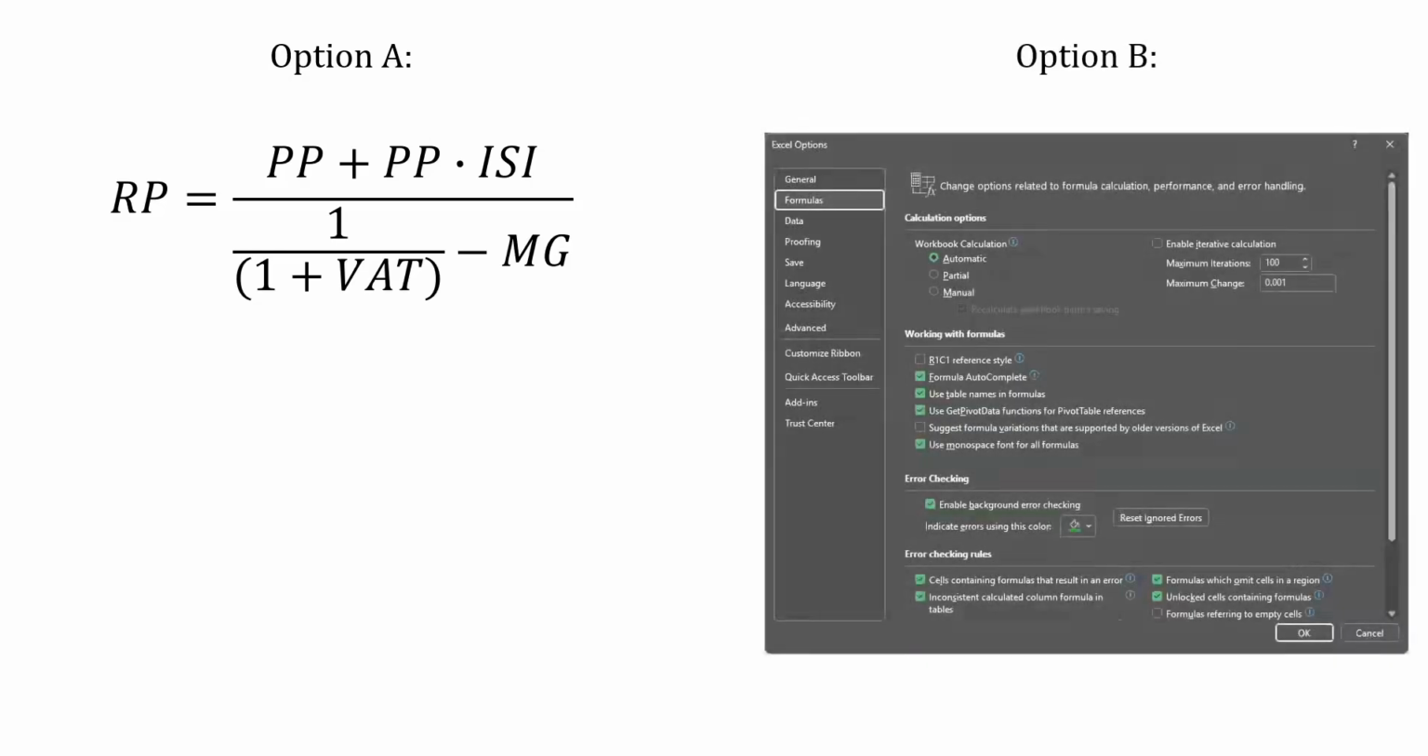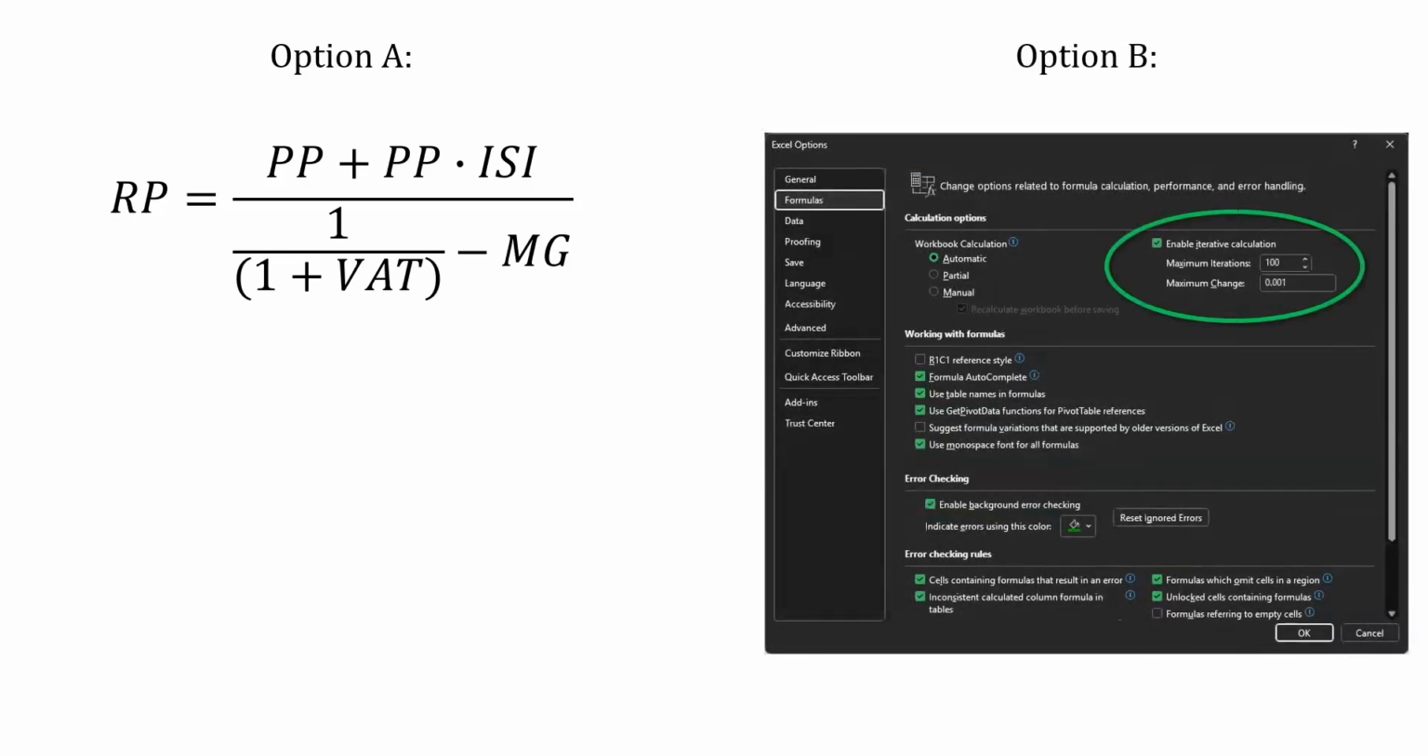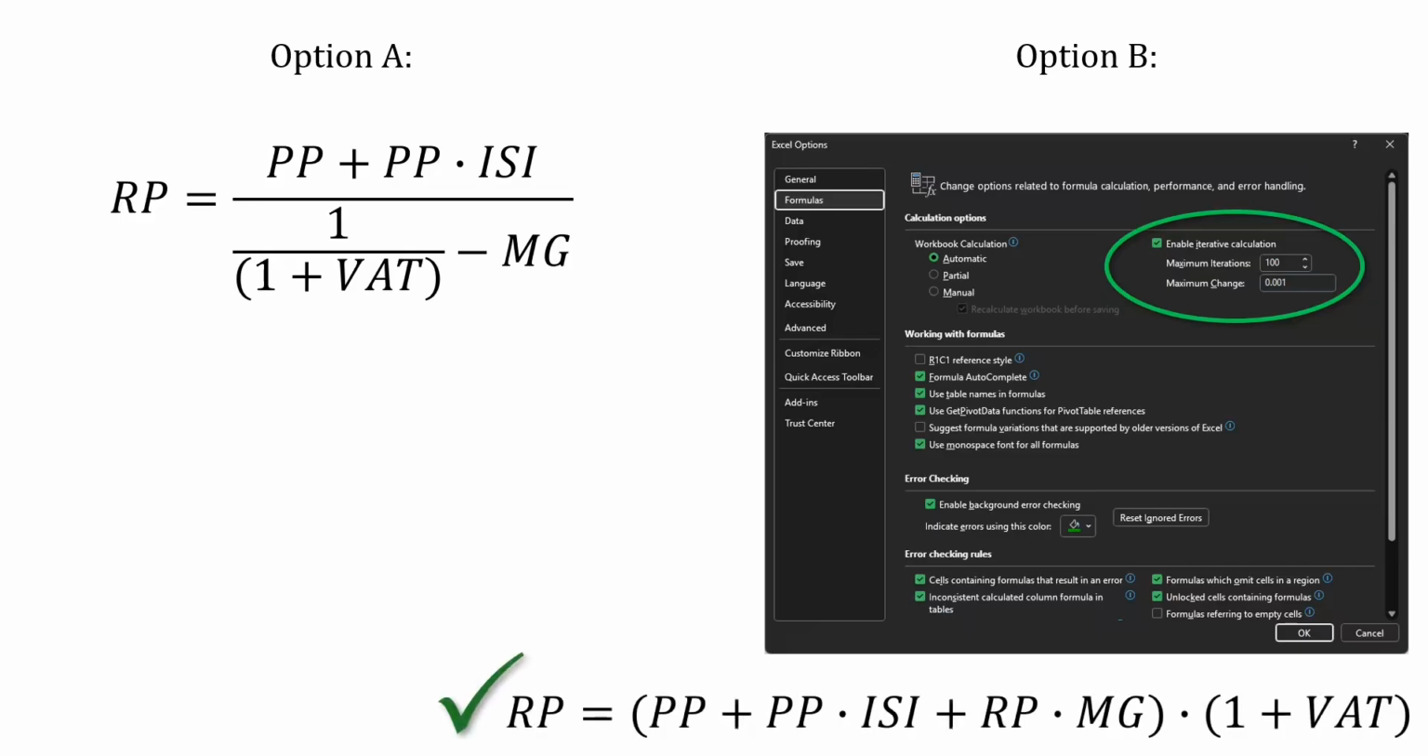Option B, on the other hand, was remembering that Excel has the option to do iterative calculations, which does allow you to reference the current cell in your calculation. Excel will simply recalculate it until it doesn't exceed the maximum change listed here. Now, with this option turned on, the troublesome formula will work just fine in Excel. I'm going to use both of these options to solve this case.